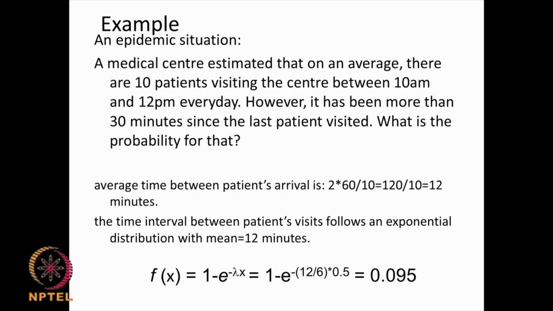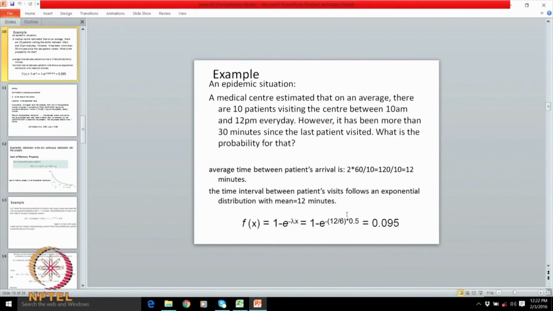And we are converting that into hours. Then take 0.5, so that gives you 0.095. Actually, this should read as 12 by 60 because we are converting that into hours, multiplying by 0.5, where 0.5 is your x, 30 minutes. So, this is equal to 0.095. We can do the same thing here using the Excel function.